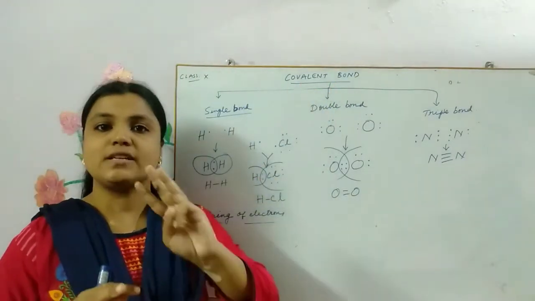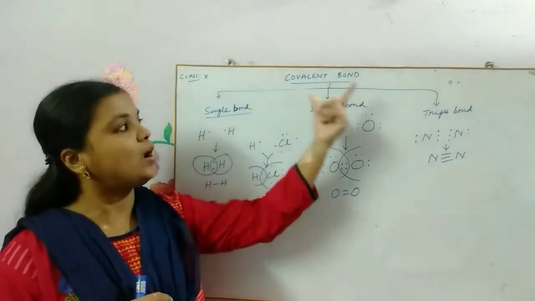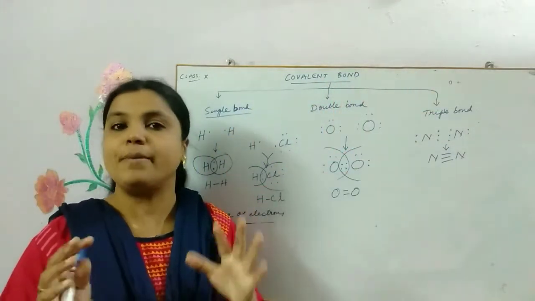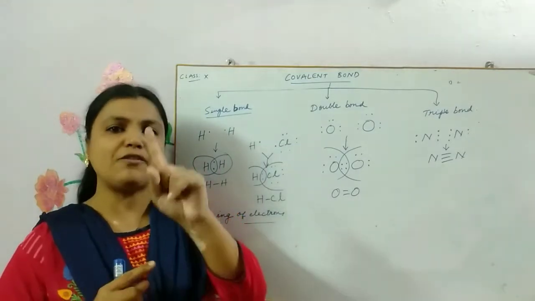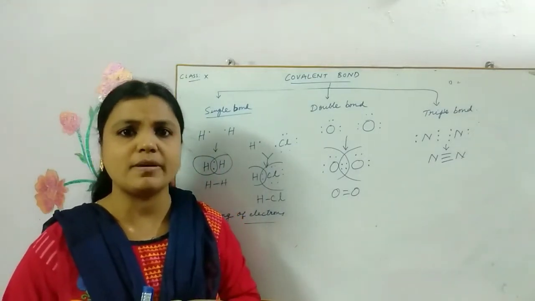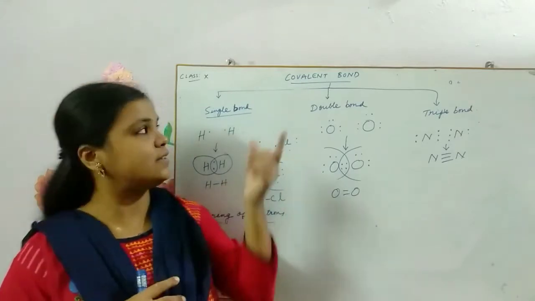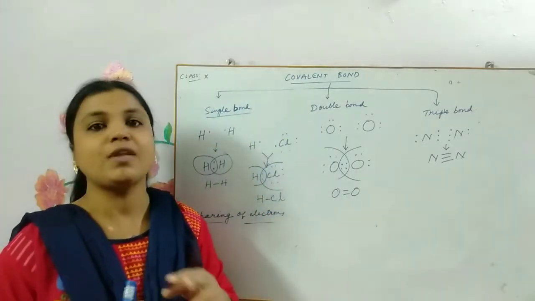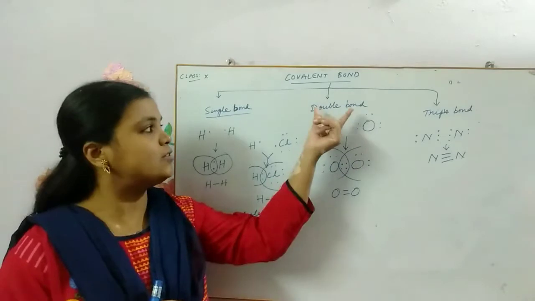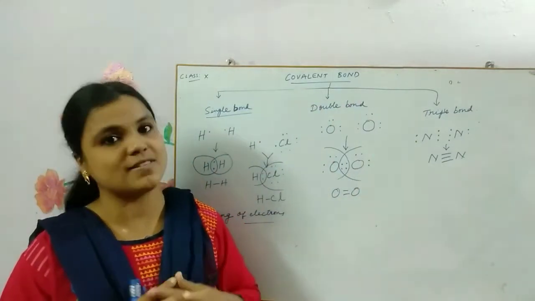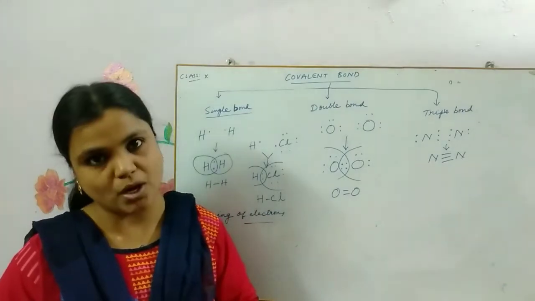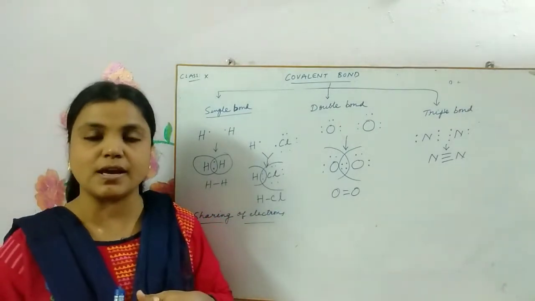Covalent bond, actually, is of 3 types, children. Single bond, double bond and triple bond, based on the number of electrons that are shared. If only 1 electron is shared between 2 atomic species, then it results in the formation of a single bond. If 2 electrons are shared, it results in the formation of a double bond, and if 3 electrons are shared, it results in the formation of a triple bond, children. We'll see some examples over here.